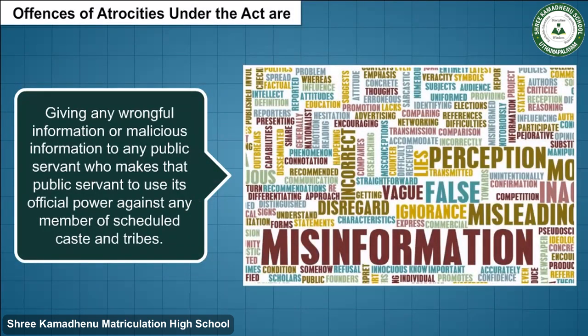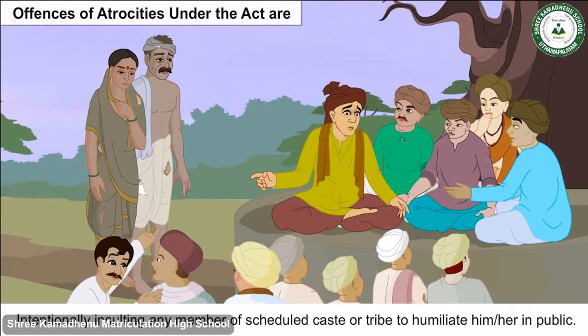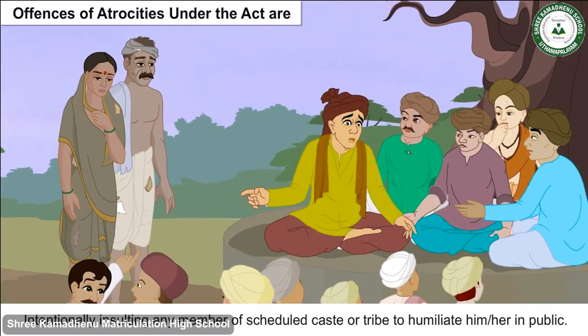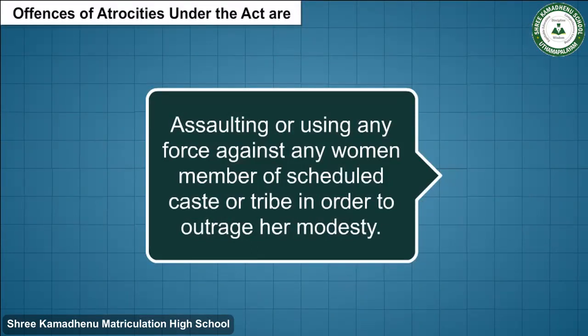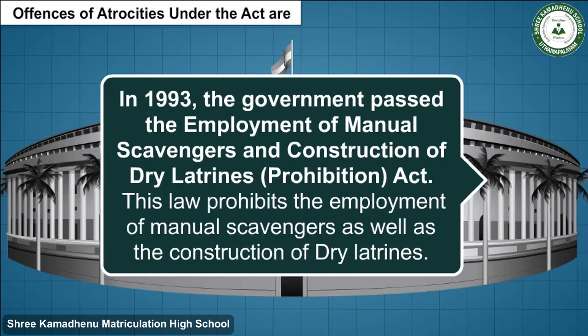Giving any wrongful or malicious information to any public servant which makes that public servant use official power against any member of scheduled castes and tribes. Intentionally insulting any member of scheduled castes or tribes to humiliate them in public. Assaulting or using any force against any woman member of scheduled castes or tribes in order to outrage her modesty. In 1993, the government passed the Employment of Manual Scavengers and Construction of Dry Latrines Prohibition Act. This law prohibits the employment of manual scavengers as well as the construction of dry latrines.